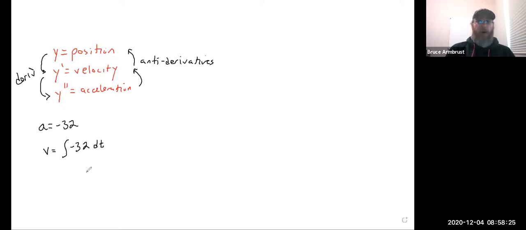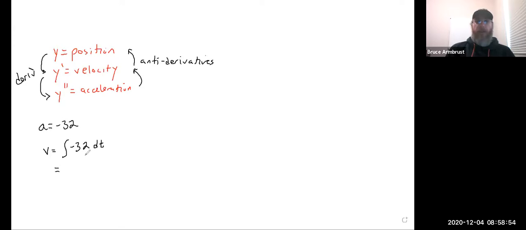If you recall, when we differentiated to go from position to velocity to acceleration, we were always differentiating with respect to time. So that means when we do our antiderivative, when we go the other way, it still needs to be with respect to time. All right, so far so good? Yep. All right, so let's anti-differentiate this.